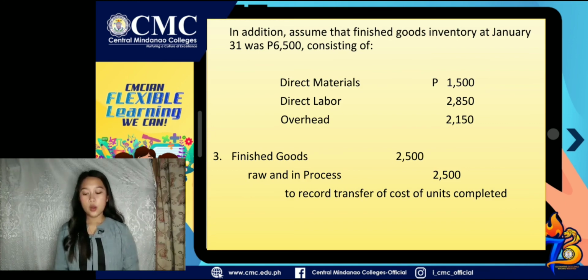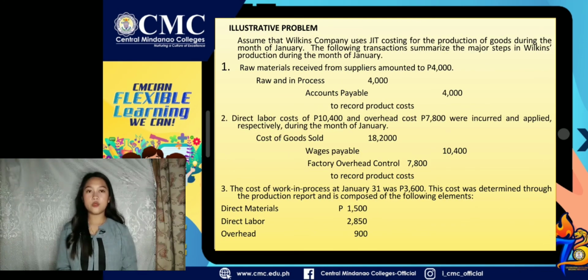So for number 1, raw materials received from suppliers amounted to 4,000. So the debit here is raw and in process 4,000 and credit accounts payable 4,000. The explanation for this is to record product cost. And for number 2, direct labor cost of 10,400 and overhead cost of 7,800 were incurred and applied respectively during the month of January. So the debit here is cost of goods sold amounted to 18,200 and the credit here is wages payable 10,400 and factory overhead control 7,800.